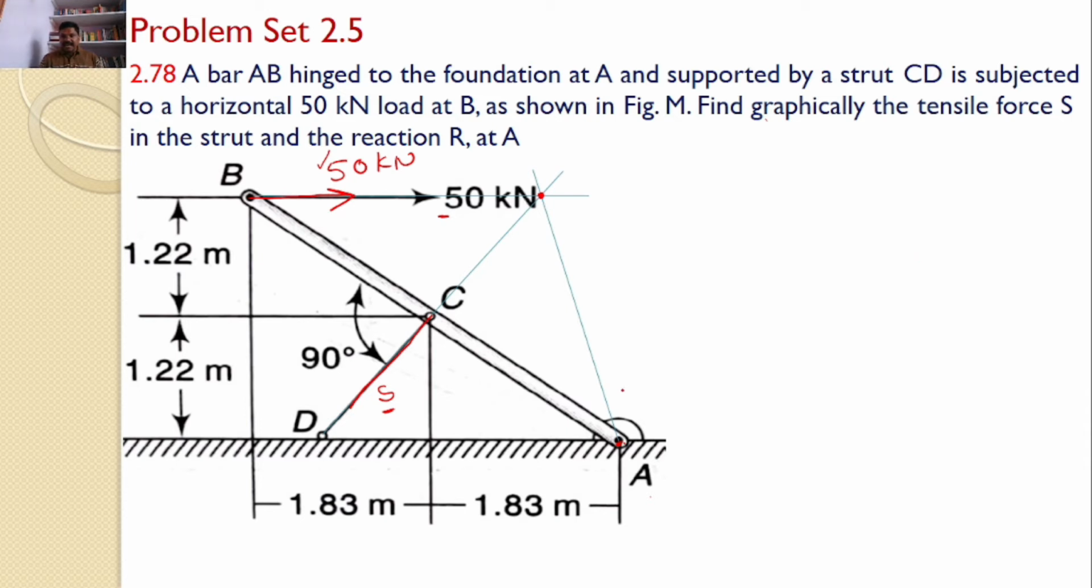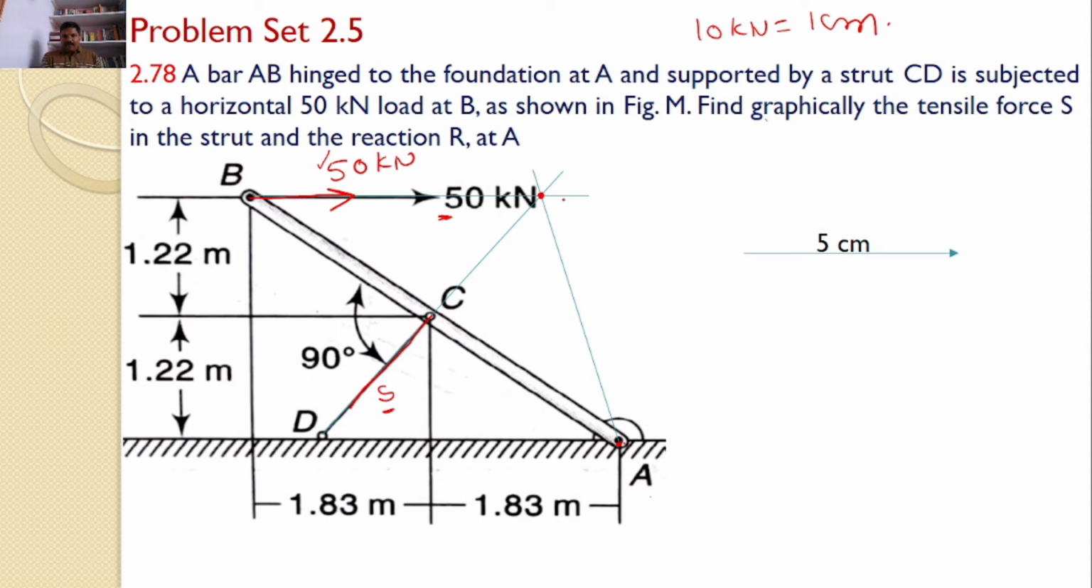Now I will construct a triangle. First I will draw a horizontal line which represents the 50 kilonewtons by taking some suitable scale. I will take a suitable scale, that is 10 kilonewtons is equal to 1 centimeter. So I will draw a 5 centimeter line. This represents the complete 50 kilonewtons, both magnitude and direction. I know everything about 50 kilonewtons, so I have drawn a horizontal line of 5 centimeters.